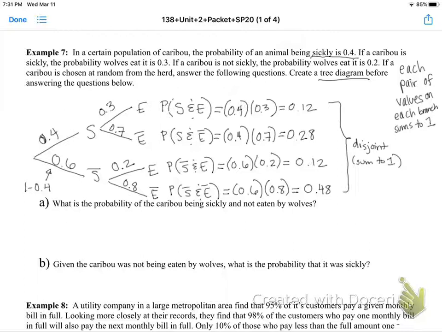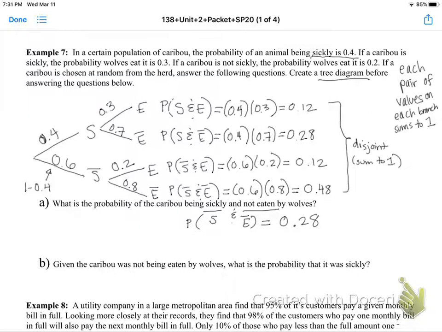But the first question I'll read to you is, what is the probability of the caribou being sickly and not eaten by wolves? So it's sick and, which is my ampersand above, not eaten. So we're looking for sick along with not eaten. We want to scan down our table above. We actually wrote that exact same thing on line number 2. The probability there was 0.28.